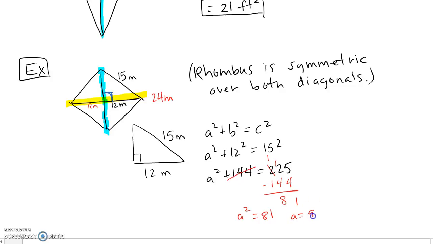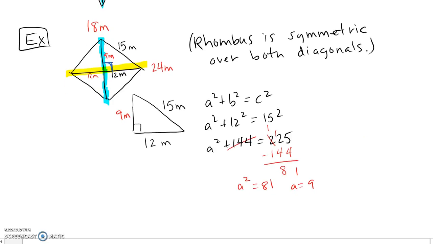So a equals 9. So this must be 9 meters, which means up in my thing, this is 9 meters, and I know that it's symmetric that direction, which means the total height along that diagonal is 18 meters. Once I have that information, I'm able to find the area. So the area is 1/2 times the product of the diagonals. One diagonal was 24, the other diagonal was 18. This gives me a final answer of 216 square meters.